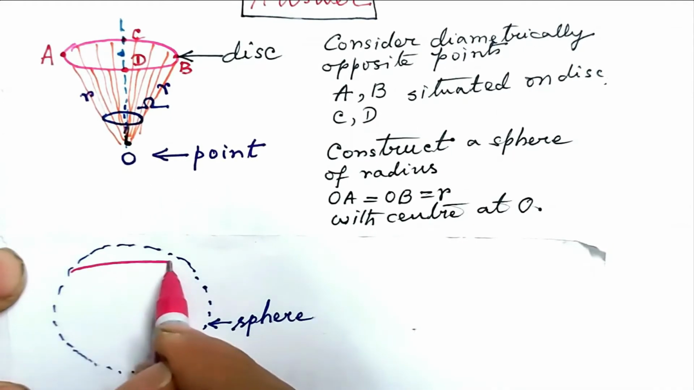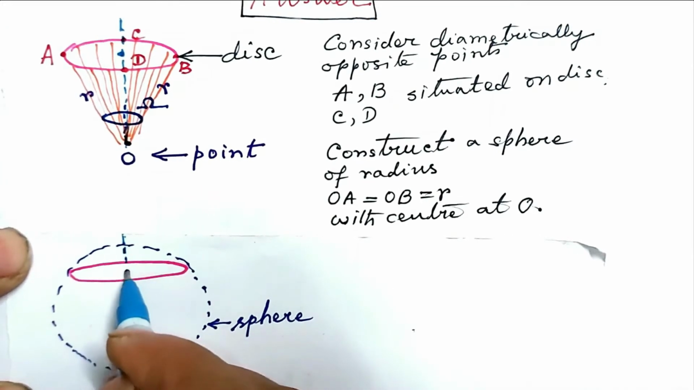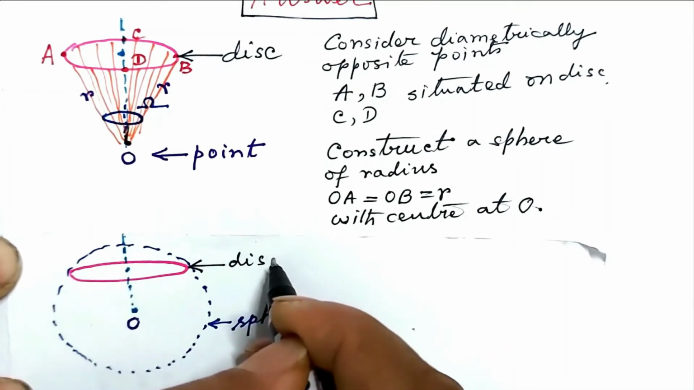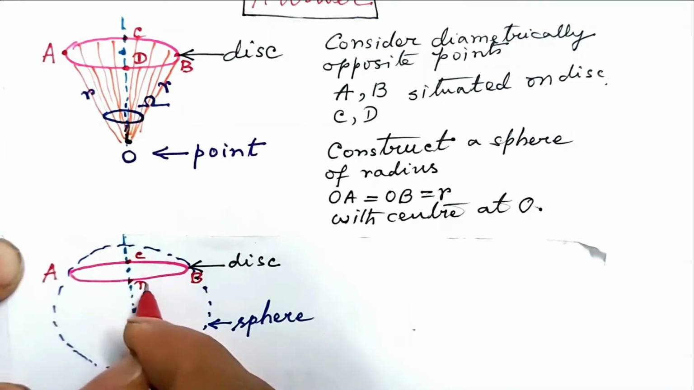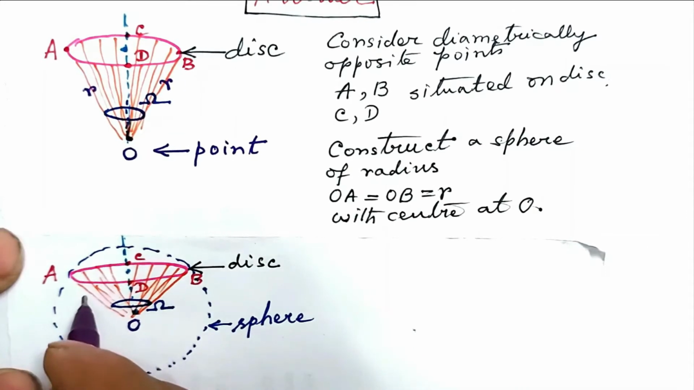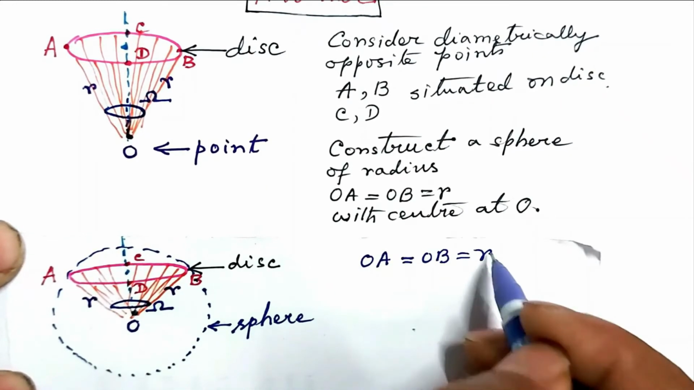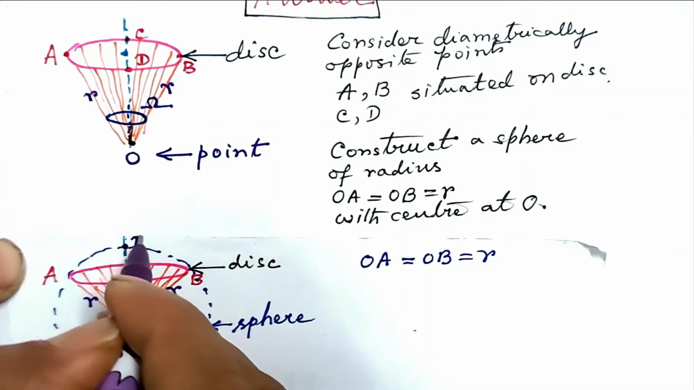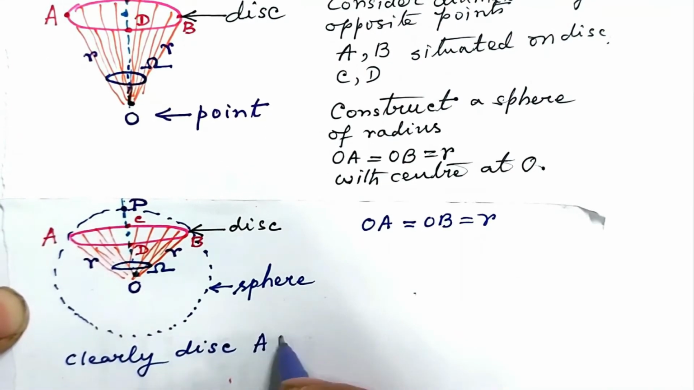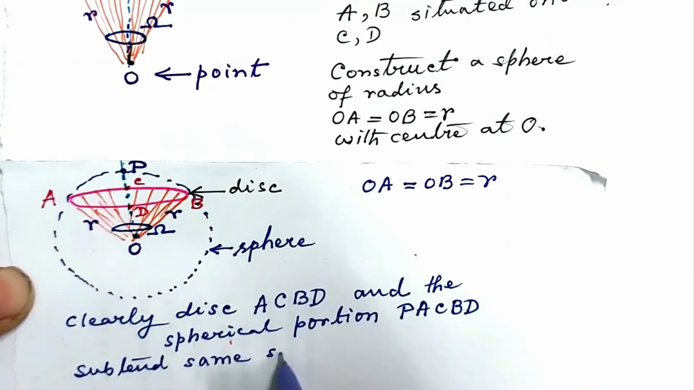Here it is. This is the disk. The sphere kisses past the edge of the disk. And this is the axis of the disk, which is obviously a radial direction. Let us label the points situated on the edge of the disk A, B and C, D. Join the contour points of the disk to get the solid angle omega. This is R. This is also R, that is OA equal to OB equal to R, the radius of sphere. Let the point of intersection of sphere with Z axis be P. Clearly, disk ABCD and the spherical portion PACBD subtend the same solid angle omega.